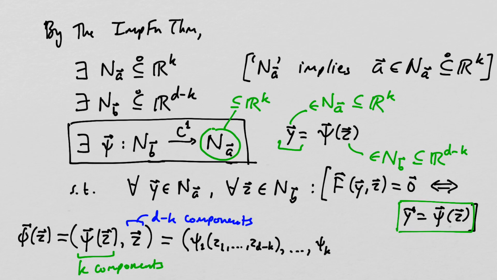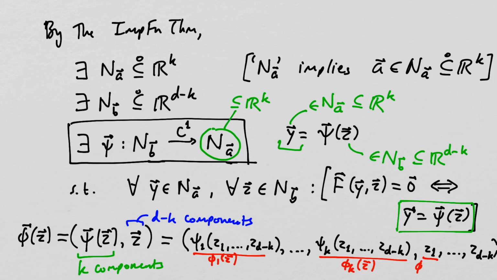All the way up to psi k of all the z variables. And then the last few components are just the z variables themselves. So you see that how many components are there in total? Let's count them. This is the first component of phi. You can call it phi 1. This would be the kth component of phi.